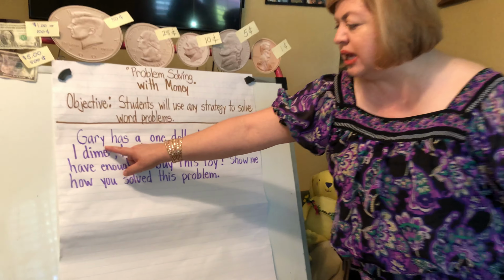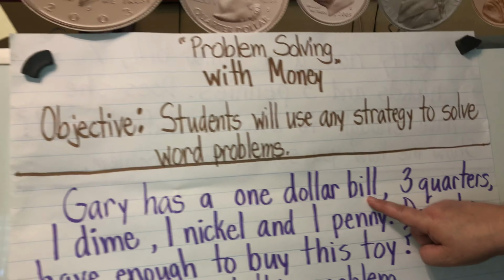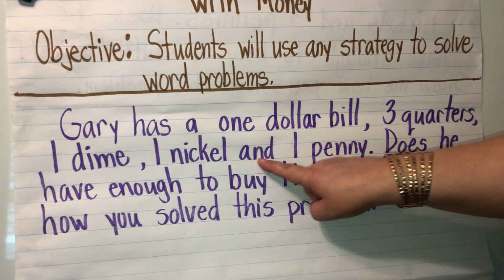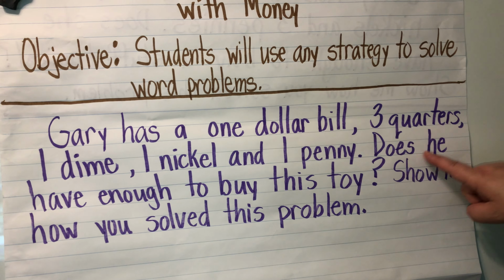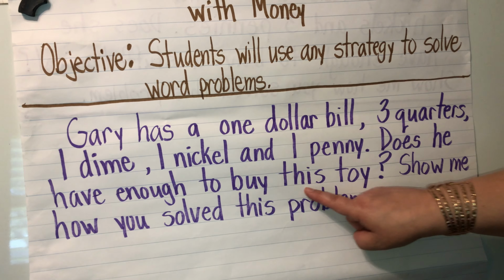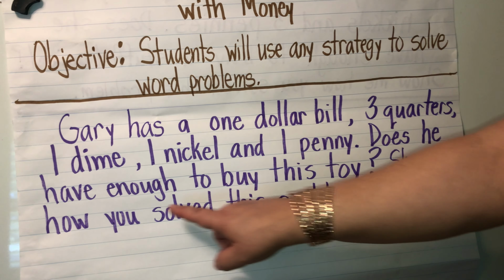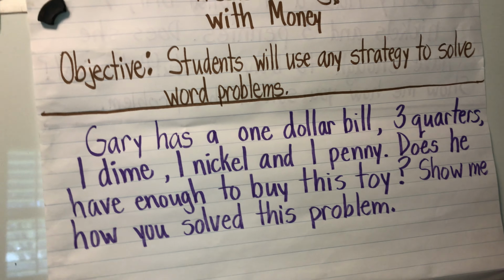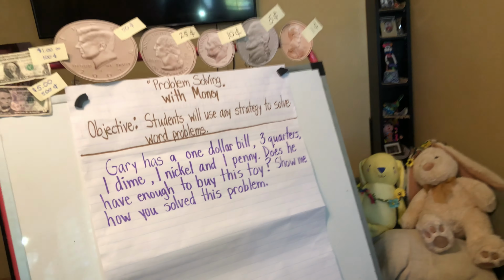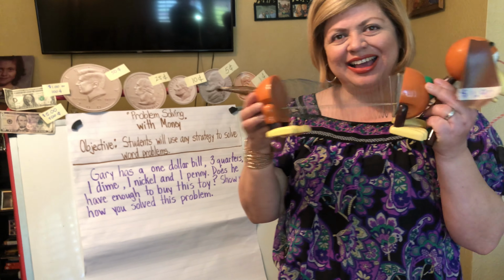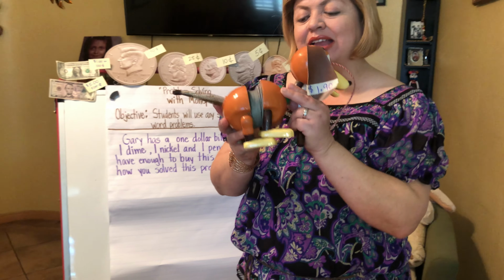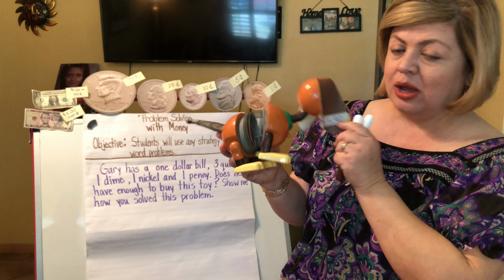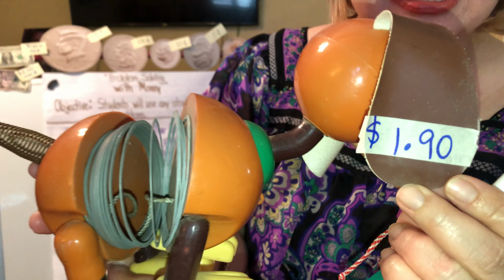So it says Gary has a $1 bill, 3 quarters, 1 dime, 1 nickel, and 1 penny. Does he have enough to buy this toy? And then it says, show me how you solve this problem. Now maybe you're thinking, what toy? What toy is Gary gonna buy? Well, this is the toy that Gary wants to buy. Good old Slinky. And Gary is at a yard sale because I see that it costs, how much is that, boys and girls?